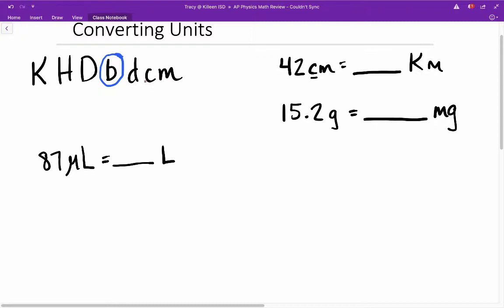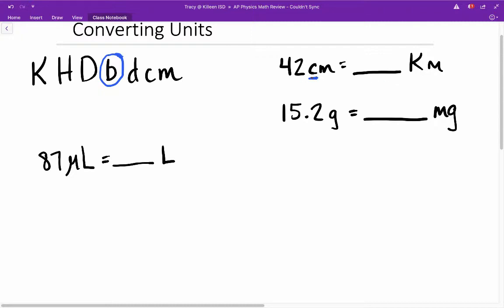The way you do this, in case you don't know, so let's say you have 42 centimeters and you're trying to figure out how many kilometers that is. Well, centimeters are really small, like smaller than an inch, and kilometers are really big, like bigger than half of a mile. So 42 centimeters is not going to be a whole lot in kilometers. You're going to get a really small number.